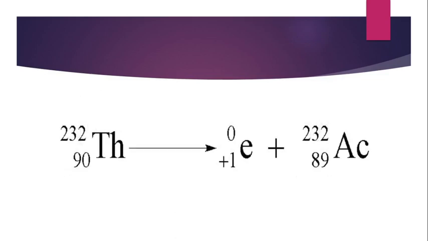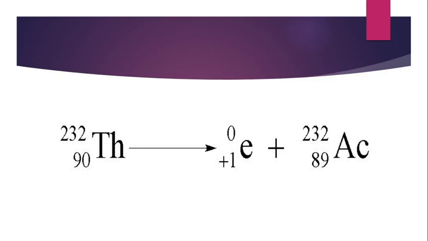Example, thorium 90-232 becomes, Z decreases by 1 means it will become 89. So the new daughter nuclei is actinium with the same mass number 232.